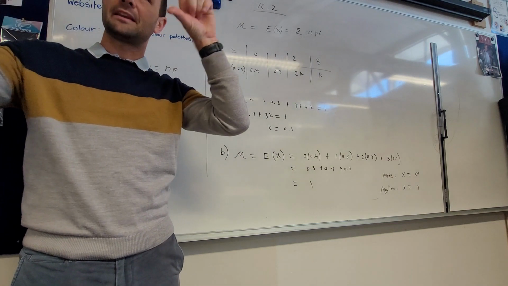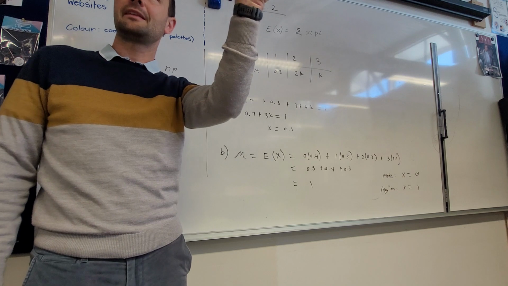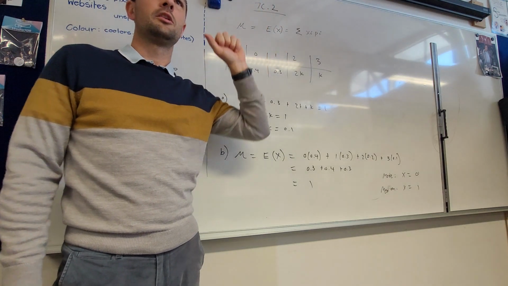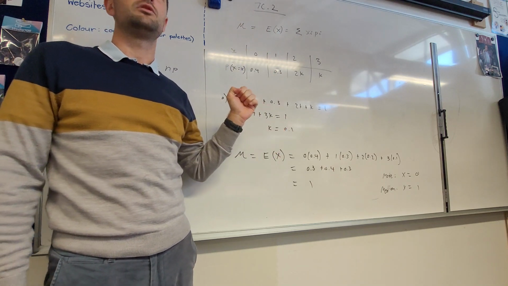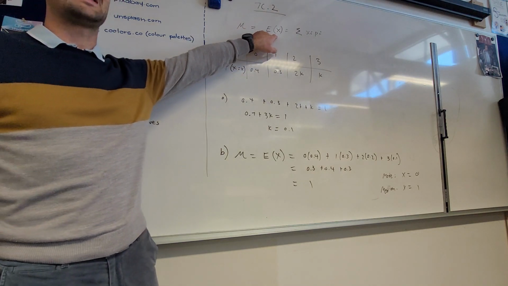Okay, let's move on over here onto 7C.2. And what we're doing in 7C.2 is we're taking the probability distributions. We know how to calculate the median and the mode. Now we're going to calculate the mean. So up here, we're just going to do it manually. In maybe half hour or so, I'll show you how we can use our calculator. So the mean, we also call it E of X.